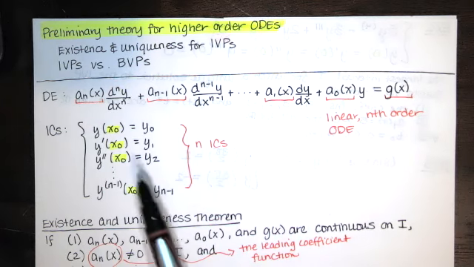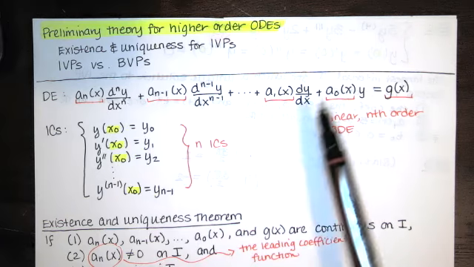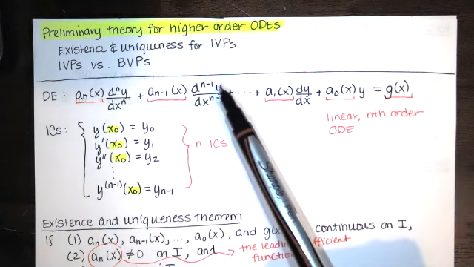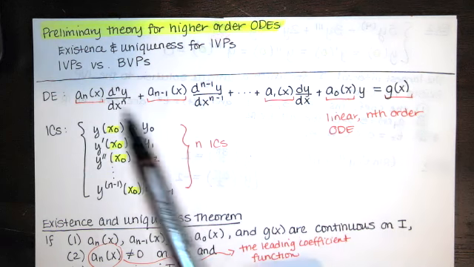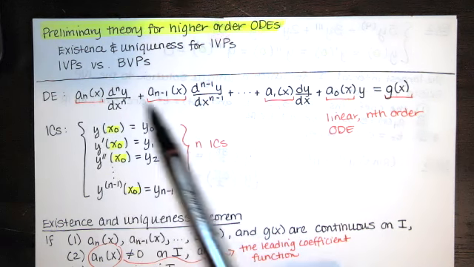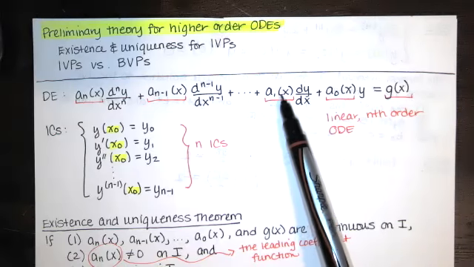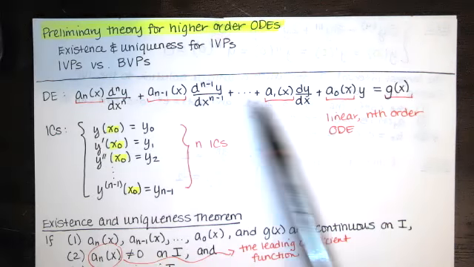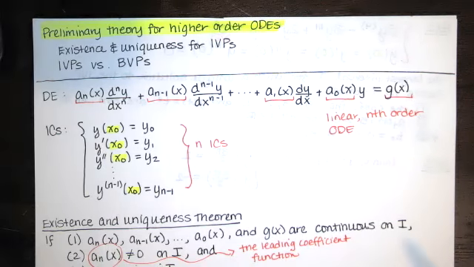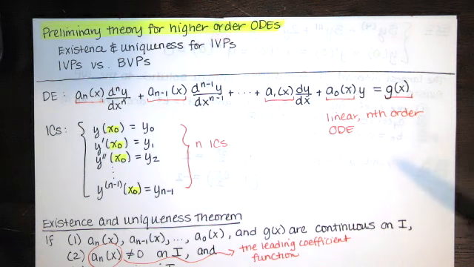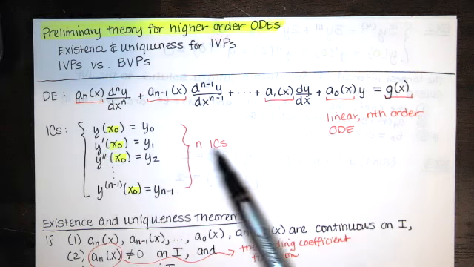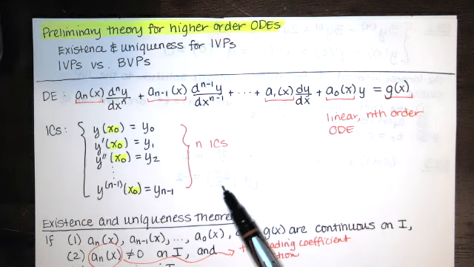We know it's linear because y and y's derivatives are all raised to the first power, or possibly they don't appear in the equation at all. The coefficient functions, a sub n of x, a sub n minus 1 of x, a sub 1 of x, and so on, all of those depend only on the independent variable. In this case, it's being labeled as x, and the function on the right-hand side depends only on x. So this is a linear nth order ODE, and we've got n initial conditions associated with it.